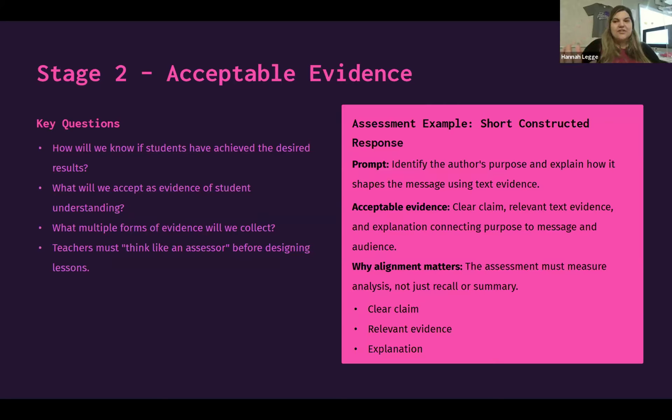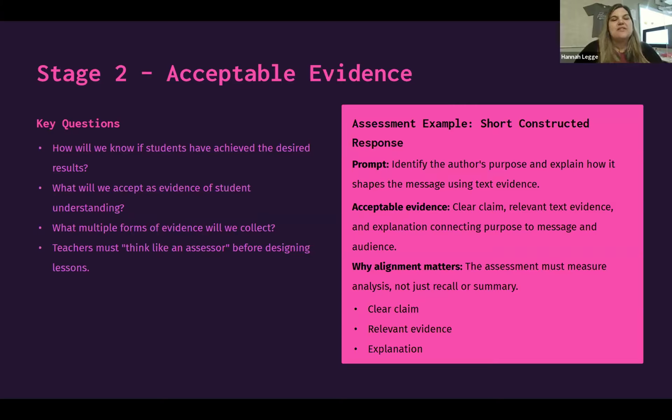So not all of us are English teachers. So on the left, let's talk about how that can be applied in other classrooms. So how will we know if students have achieved the desired results? So maybe for a math class, the demonstration of learning is a math problem at the end. Maybe for a science class, it's a paragraph explaining the process of something. But planning each lesson with that in mind is essential.